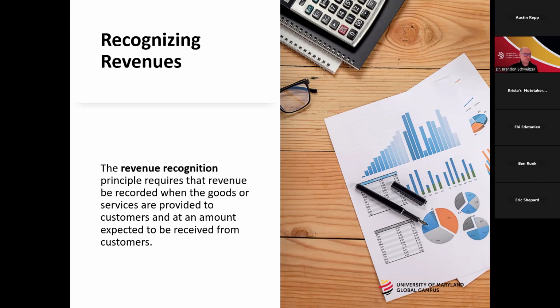We rely on two principles in this process. We rely on the revenue recognition principle and the expense recognition principle, which is also known as matching. The revenue recognition principle requires that the revenue be recorded when the goods or services are provided to the customer and at the amount expected to be received from the customer. The major goal here is to ensure that our revenue is recognized or reported during the accounting time period in which the goods or services were provided to the customer.